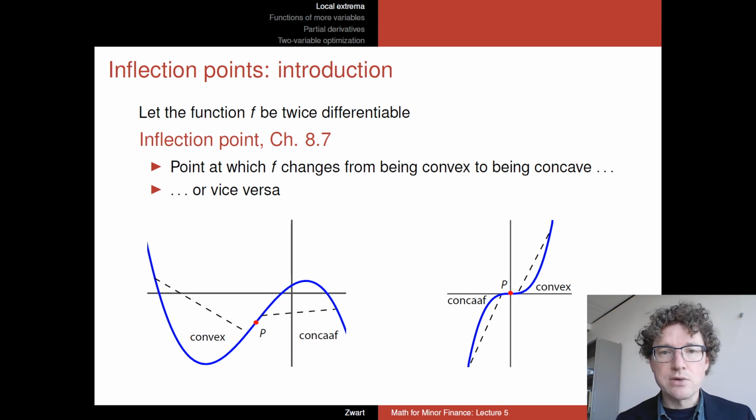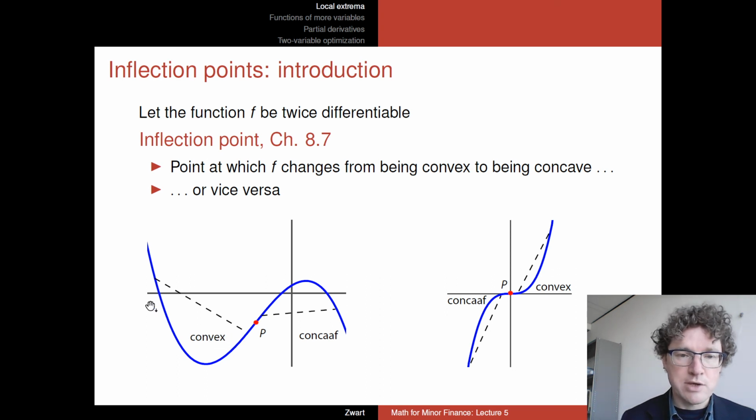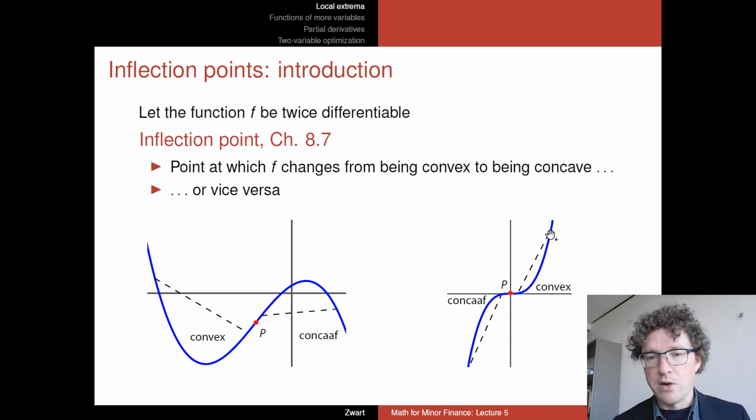The next little bit that I'd like to discuss, which is in your book in chapter 8.7, is inflection points. An inflection point can only be defined for functions which are twice differentiable, so we can compute the second derivative of this function, and it is defined. An inflection point is a point in which the function changes from a locally convex function, so here it's hollow in this sense, to a concave function that's bulging in this sense. Where is this change occurring? It's exactly at this point P, which is called the inflection point. And similarly here, the change from a concave function on this side to a convex function on the right-hand side of P. So that's what an inflection point is.